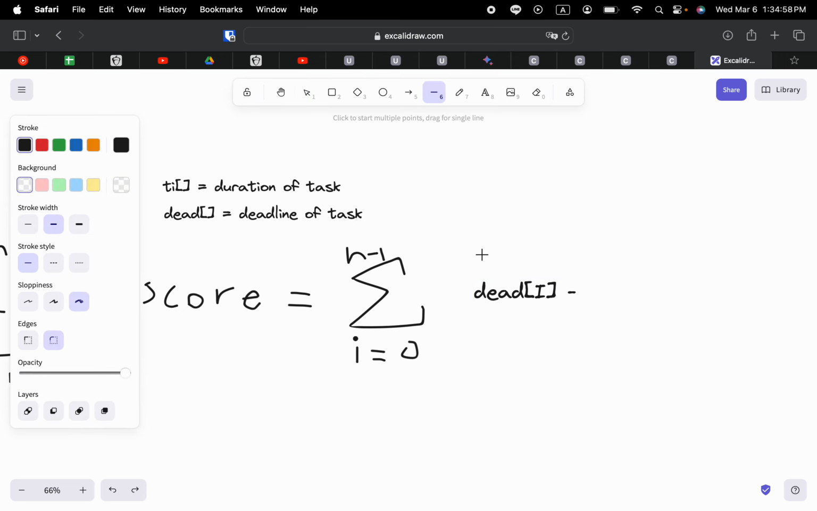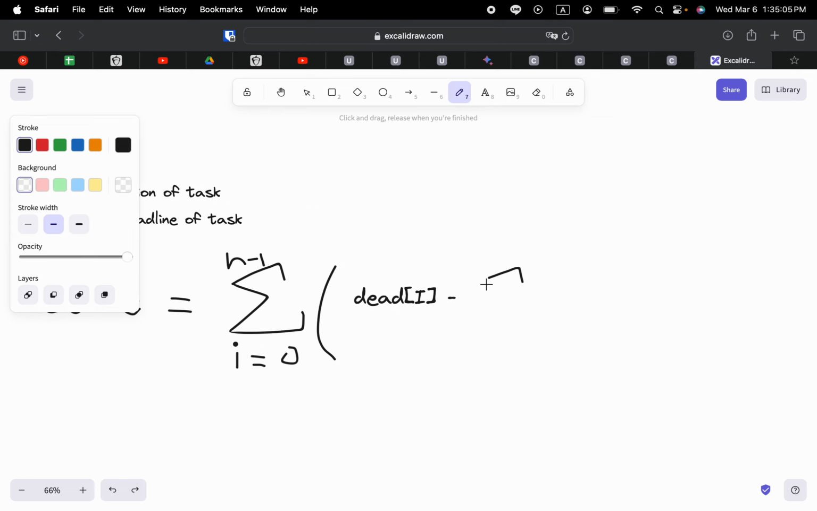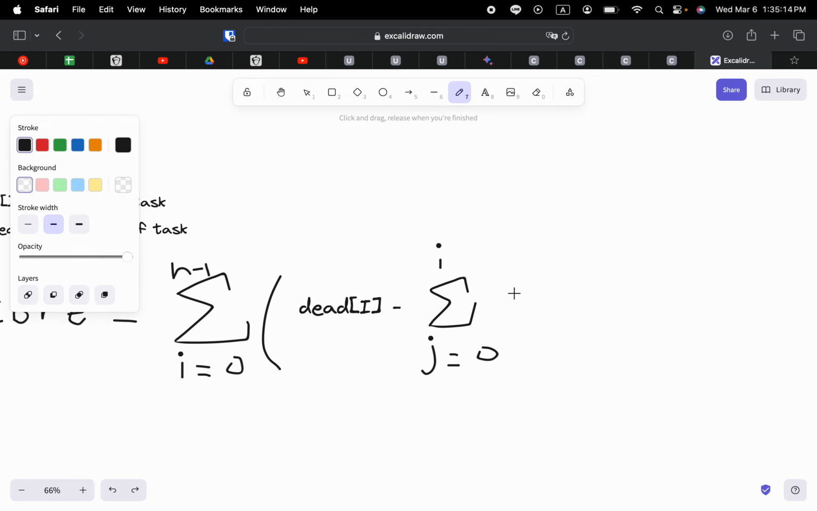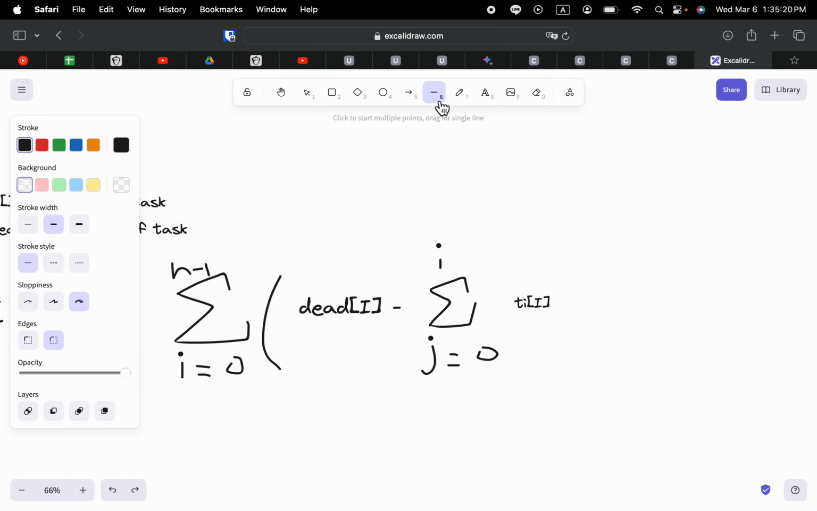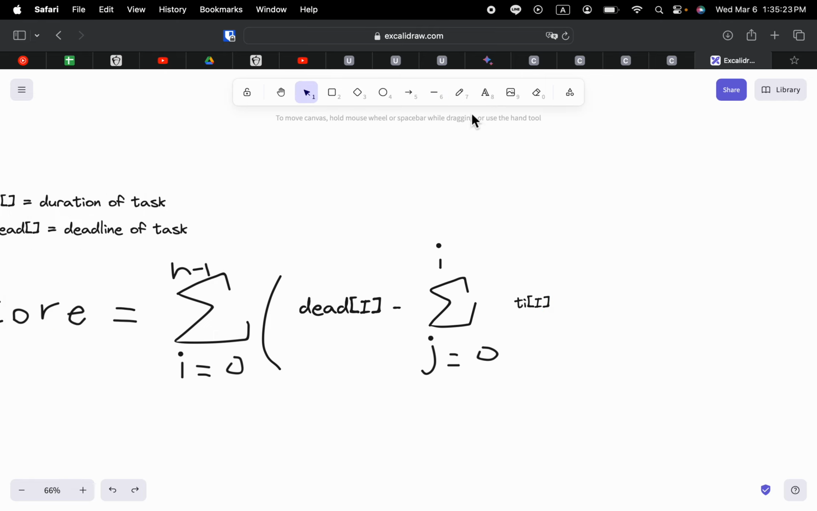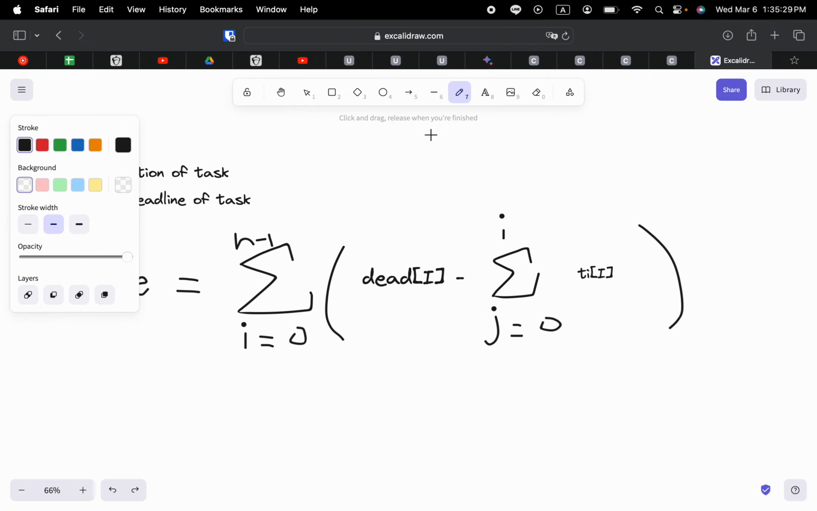So that would mean, it's time for some weird parentheses. Okay, this, and then let's say J equals 0 to I, and then this TI. Like that. Okay, do you agree? Yeah. Okay.